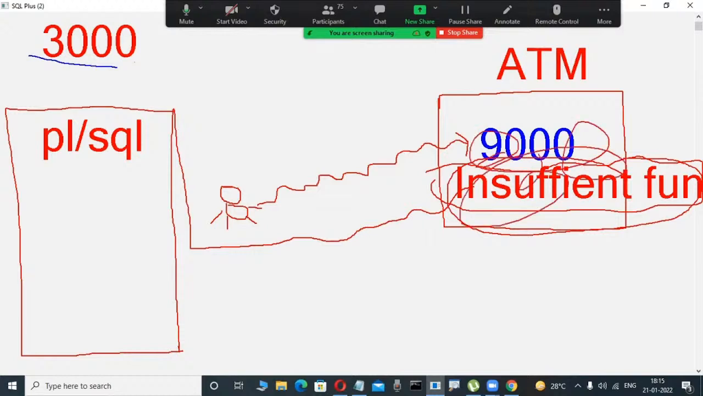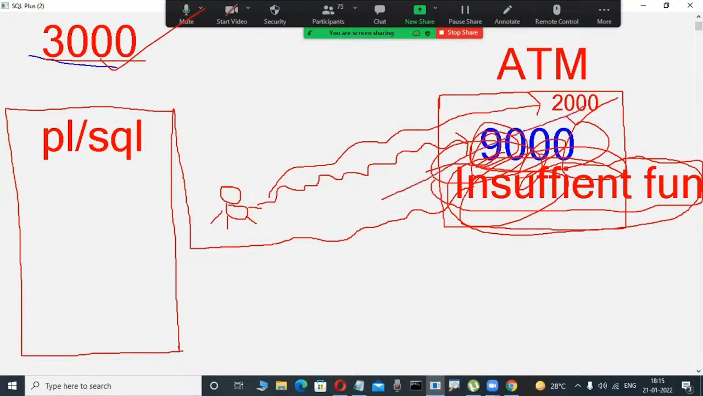Again, another scenario, for example. Now my balance is 3,000. Suppose I am inserting an ATM card. Now I try to withdraw 2,000 rupees, for example. Is it possible? Why? Because here my balance is 3,000. Here 2,000 is less than 3,000. That's why trying to retrieve is possible. We are withdrawing the money, 2,000 is possible in this example.